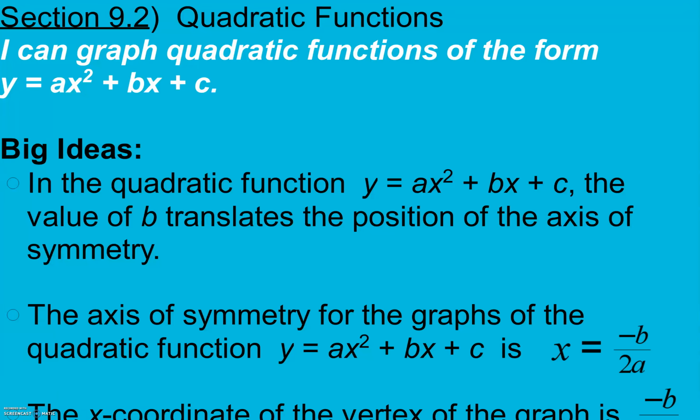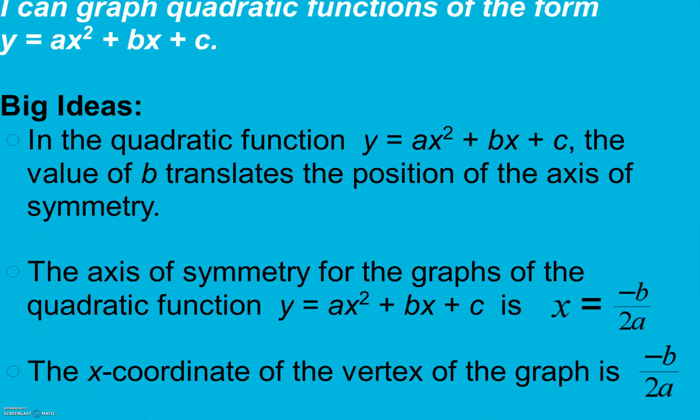Section 9.2 deals with quadratic functions. I can graph quadratic functions of the form y equals ax squared plus bx plus c. Big ideas here. In the quadratic function y equals ax squared plus bx plus c, the value of b translates the position of the axis of symmetry. The axis of symmetry for the graphs of the quadratic function y equals ax squared plus bx plus c is x equals negative b over 2a.